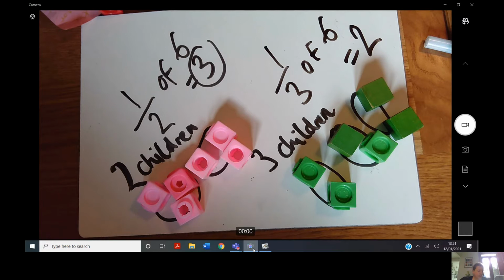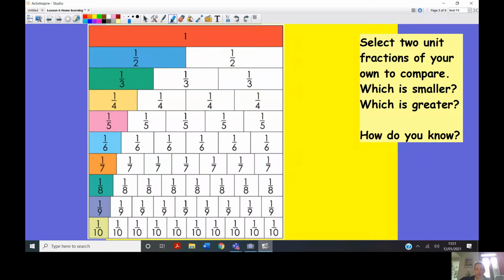Therefore, the children who are in a group of 2 will get more tennis balls because they will get 3 each, while the group of children where there are 3 of them will only get 2 tennis balls. So you can see here, I've been able to use different unit fractions and use them in fractions of amounts to compare. Let's take a look at another example.